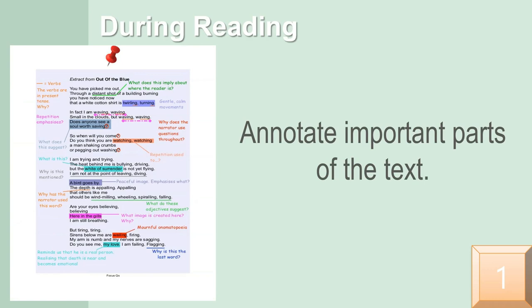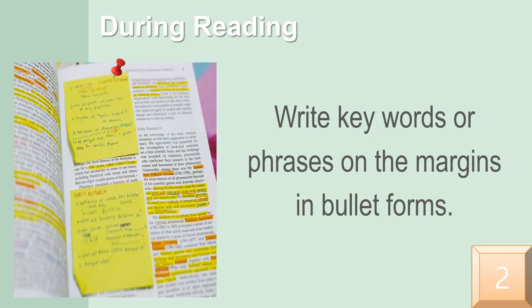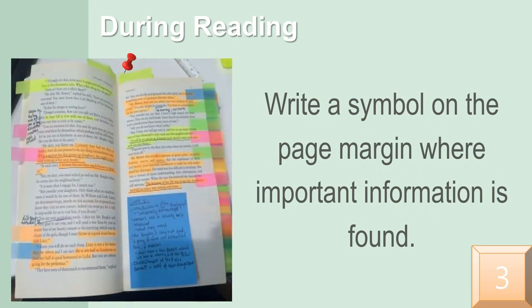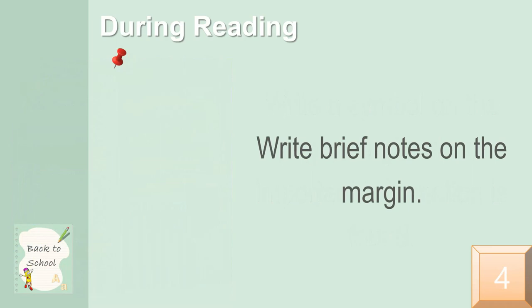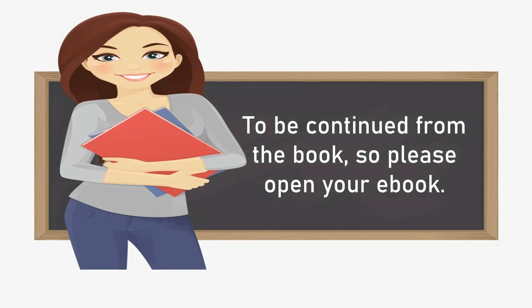Annotate important parts of the text. Write keywords or phrases on the margins in bullet forms. And write a symbol on the page margin where important information is found. And the last one we have, write brief notes on the margin. Okay, so there are actually a lot of things that you can do in this stage, but just continue reading from your ebooks, okay? Now let's proceed to the last stage of reading, which is the after reading.